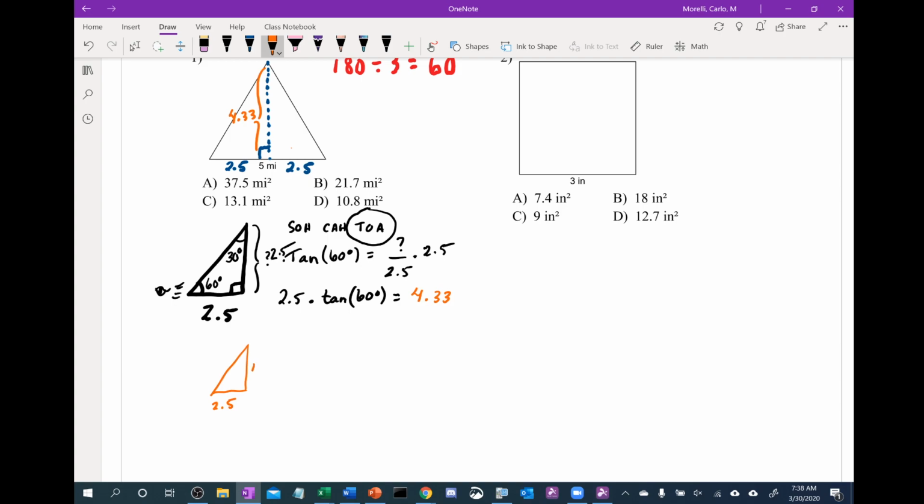Okay, so this is the area of half of this triangle here. 2.5 times 4.33. So we'll do base times height divided by 2. So that would look like this. 2.5 times 4.33 divided by 2.